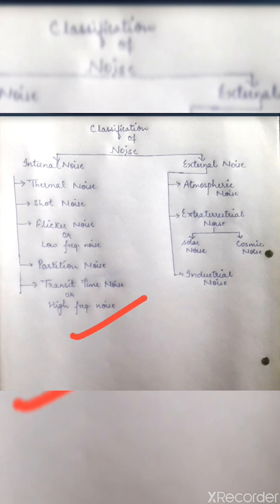Next, the last one is transient time noise or high frequency noise. What is transient time noise? It is generally observed in semiconductor devices when the transient time of charge carriers crossing a junction is comparable with the time period of the signal. Some charges diffuse back to the source or emitter. Then due to this, some noise is introduced in the signal, which is known as transient time noise or high frequency noise.